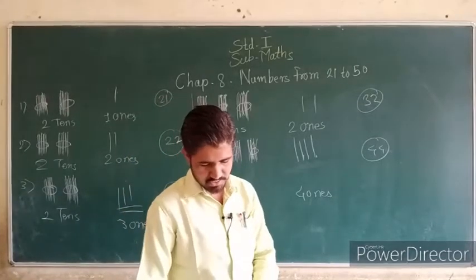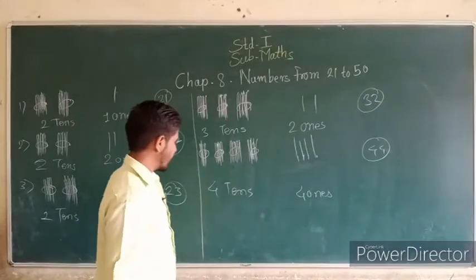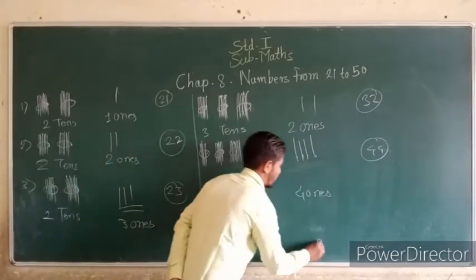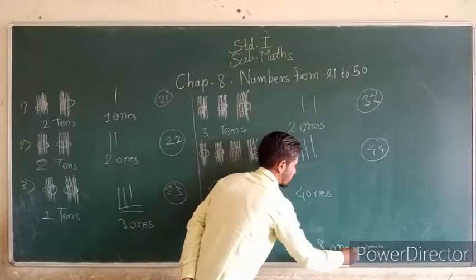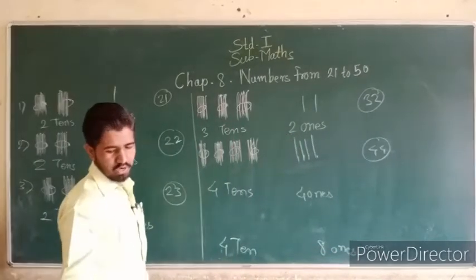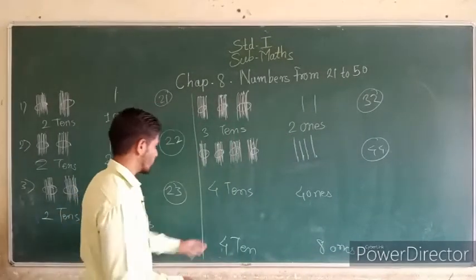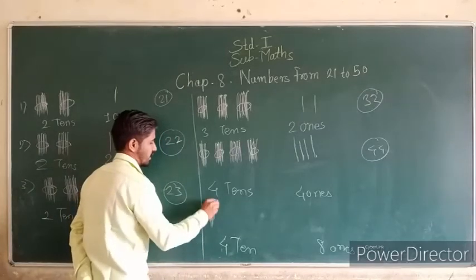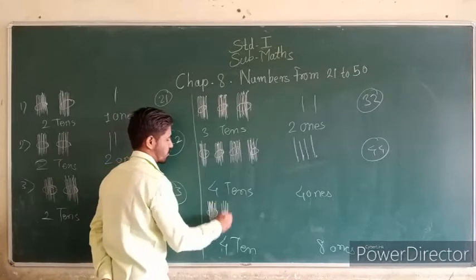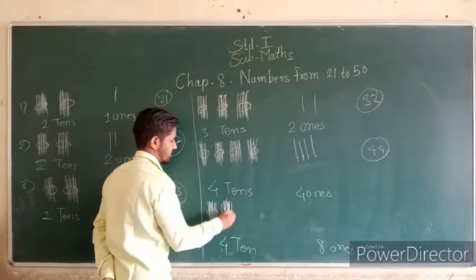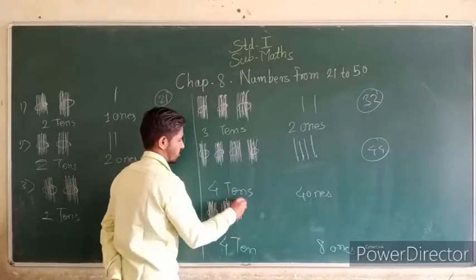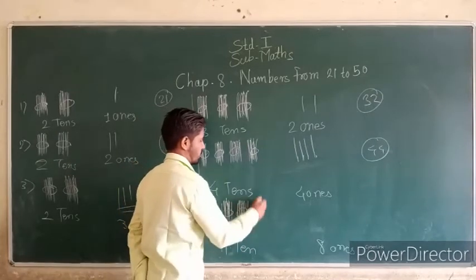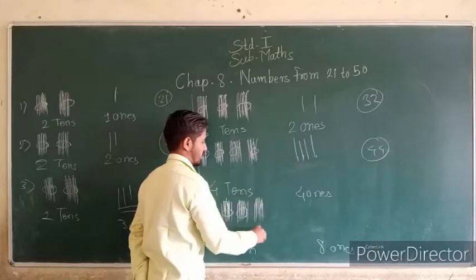We see the next example. 4 tens. Here 4 tens are given, but the 8 ones are not given. So what do we have to do here? We have to draw the 4 tens first. 1, 2, 3, 4, 5, 6, 7, 8, 9, 10, and the same for each of the four bundles.